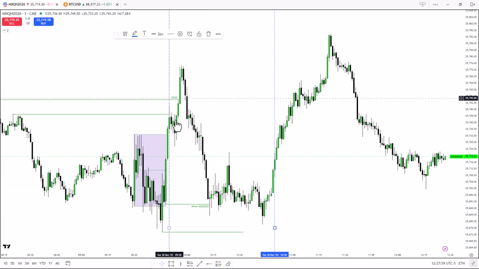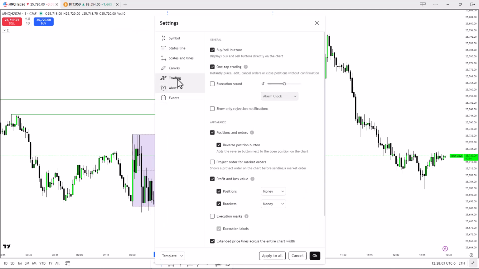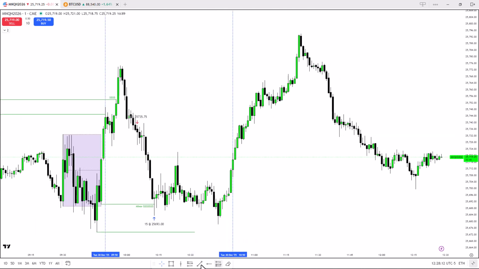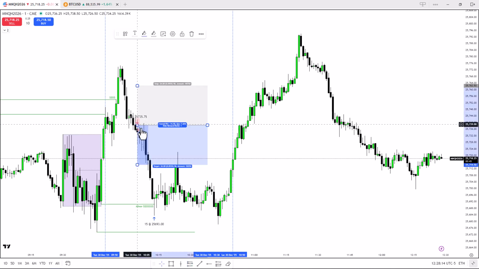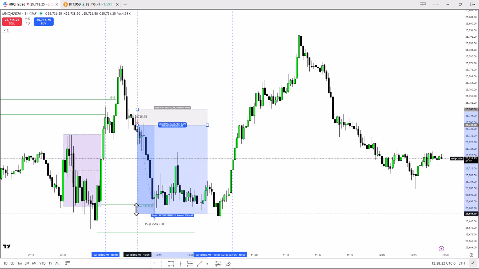So for this entry, I'm going to enable the execution marks. I'll go to trading, enable execution marks. So you can see where I entered this trade. I'll also just add where exactly I had my stop loss and my target, which is this liquidity.